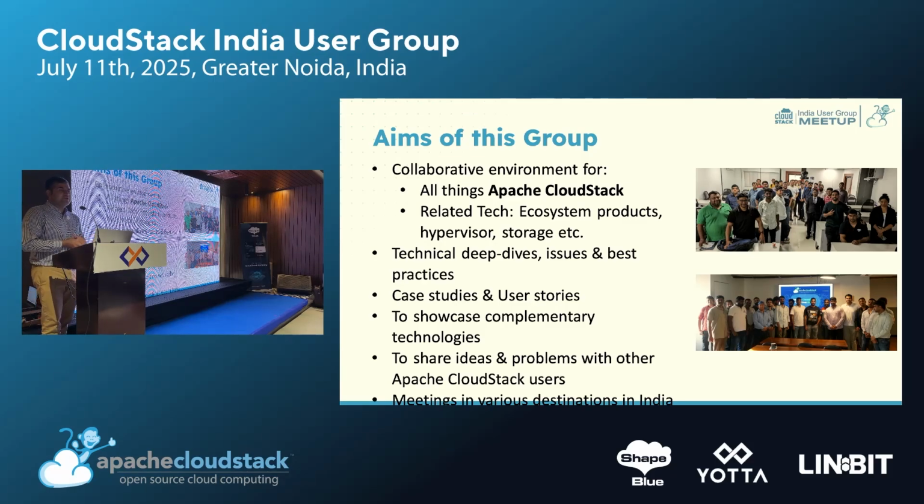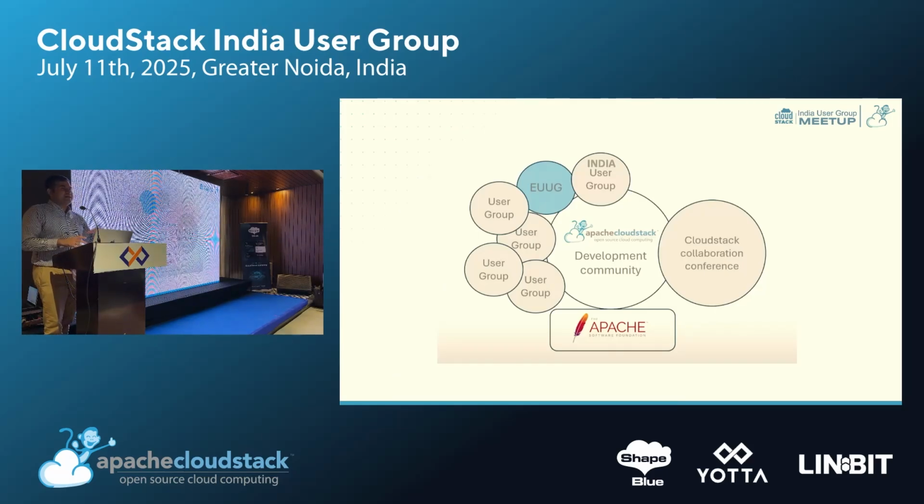And we have been conducting these meetings across destinations in India. We started in Bangalore, we did one in Hyderabad last year, and today we are in Yotta's D1 data center in Greater Noida. The CloudStack India User Group is just one of many events that happen across the globe. People have heard of the CloudStack Collaboration Conference, which is probably the main event as far as the Apache CloudStack project is concerned. Apart from that, we have many small user groups across the world, especially the European user group, which used to happen 4 times a year and now happens twice every year.